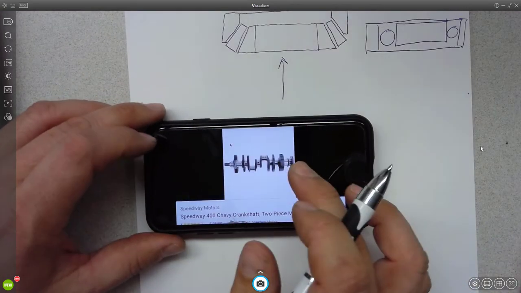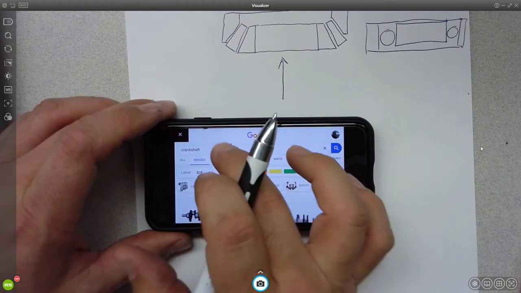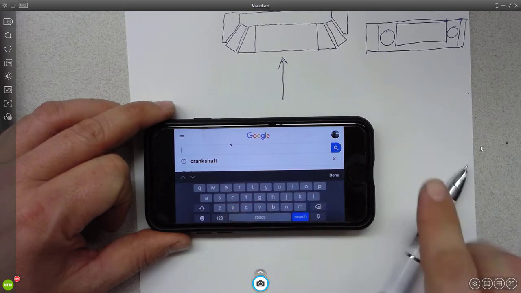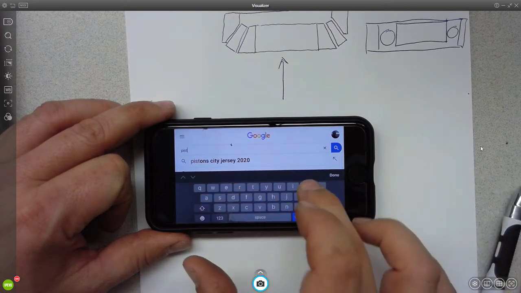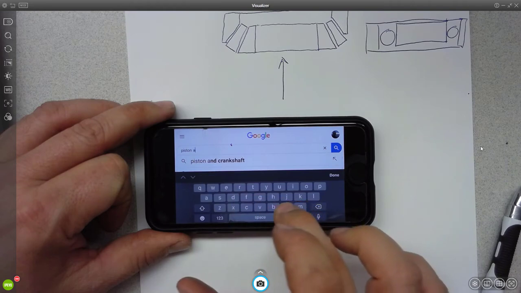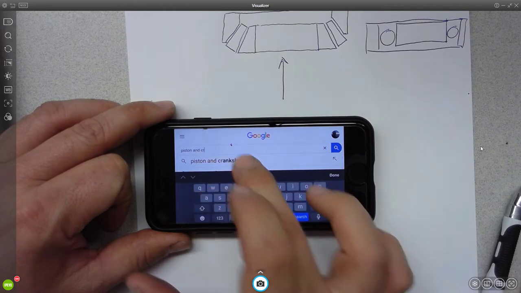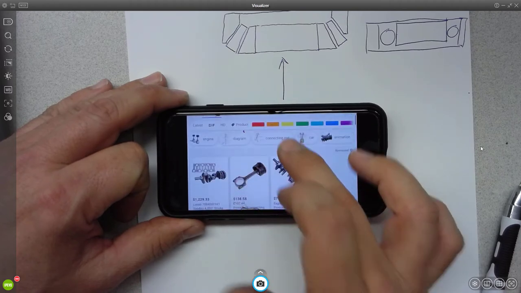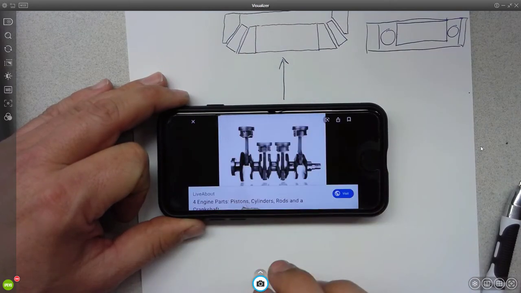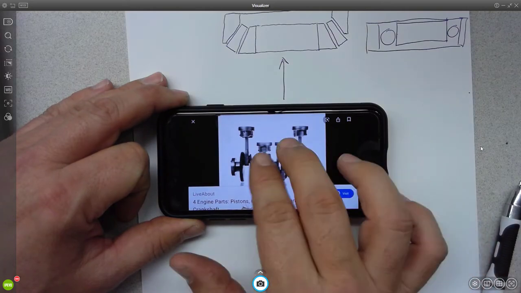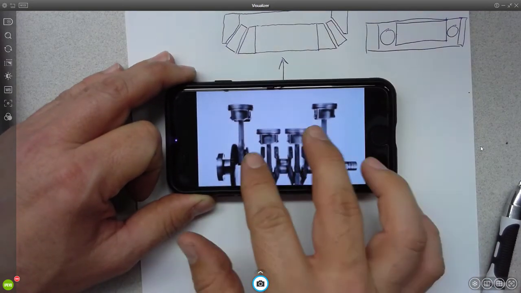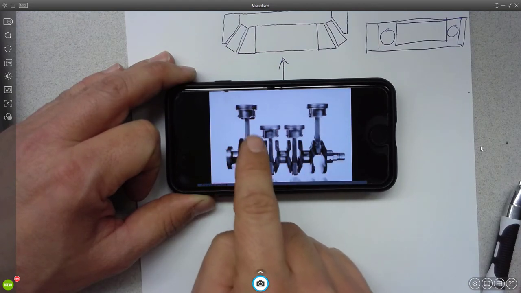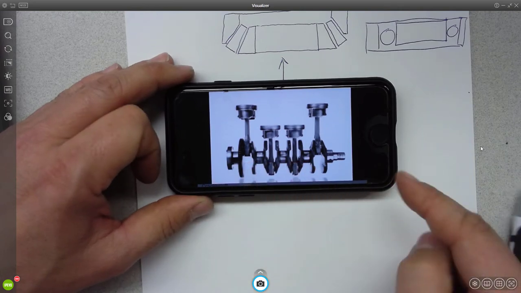Let me go back and see. Wikipedia can help us with some, or Google, I guess. Piston. I know I could type it on the computer. I like this. Okay. Here we go. So here's that. This is a four-cylinder motor. They've reversed it. Now this is the back of the motor. This is the front. And you can see that the pistons run on this crank. Okay, so this thing spins.